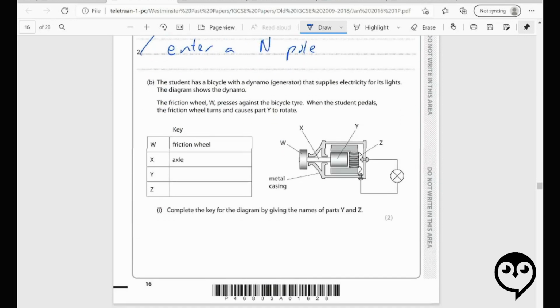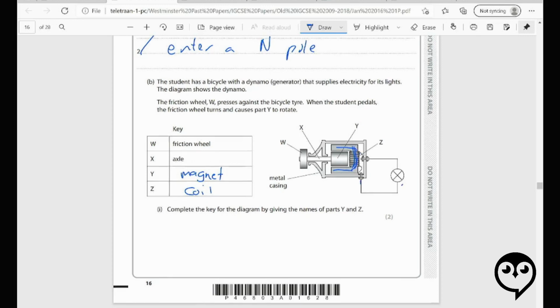Okay, very simple diagram here. This is a little bike generator. You see that Z here is the coil, and you see that Y here is going to need to be the magnet. This little magnet's going to rotate, and when it does, it's going to induce a changing magnetic field in the soft iron core, which is going to induce a voltage across this coil, which will cause the bulb to light up. So that's that.